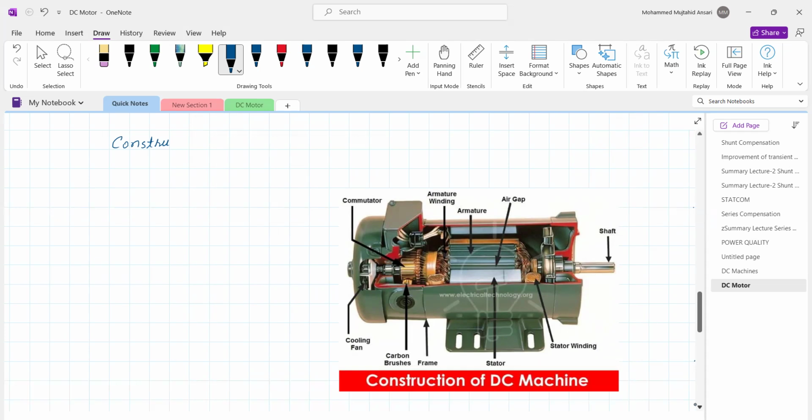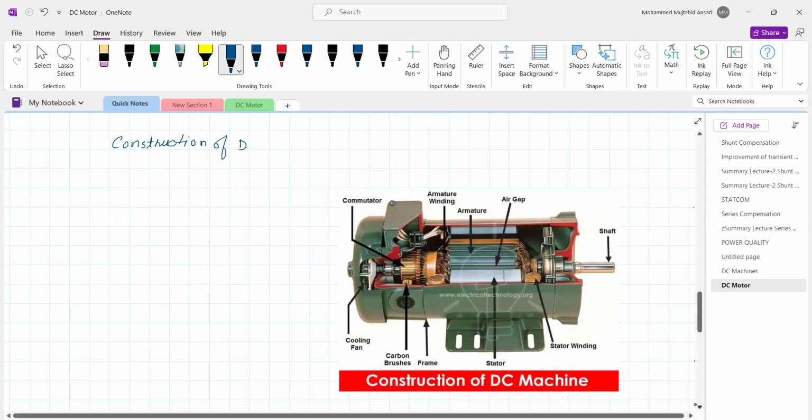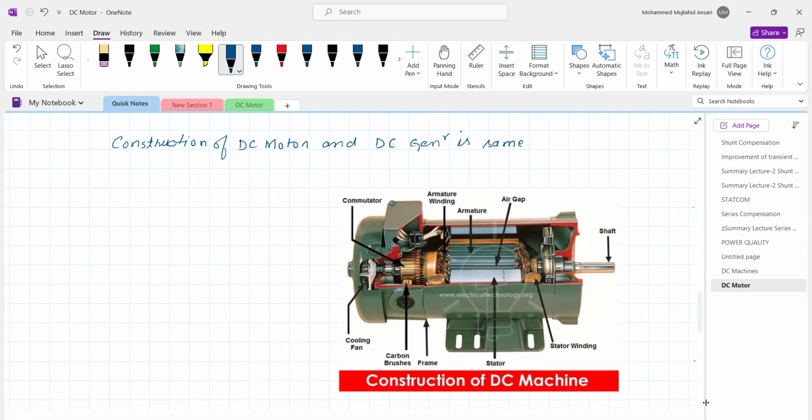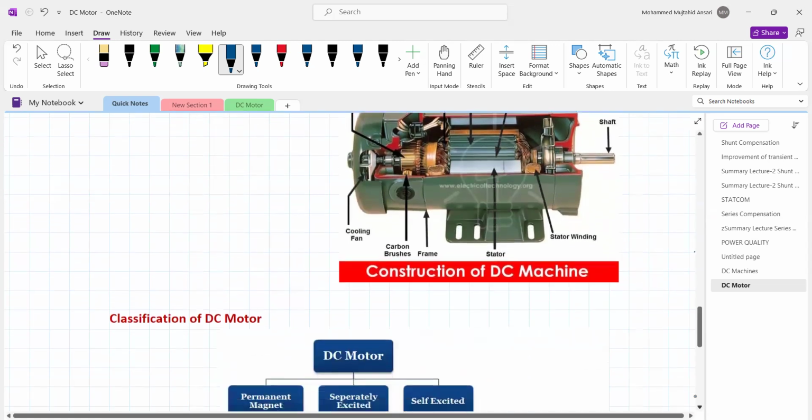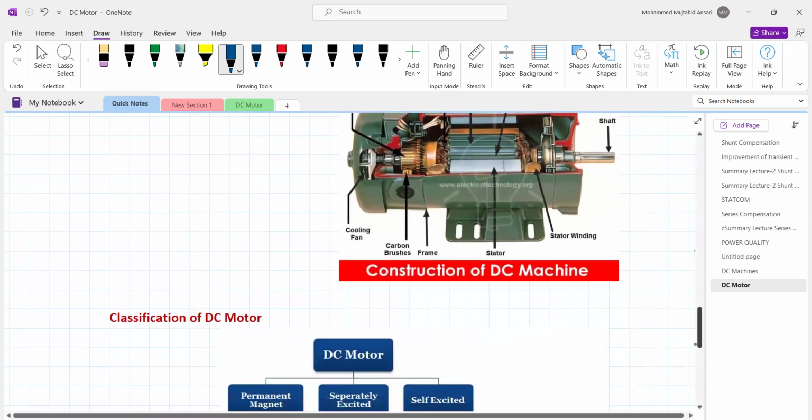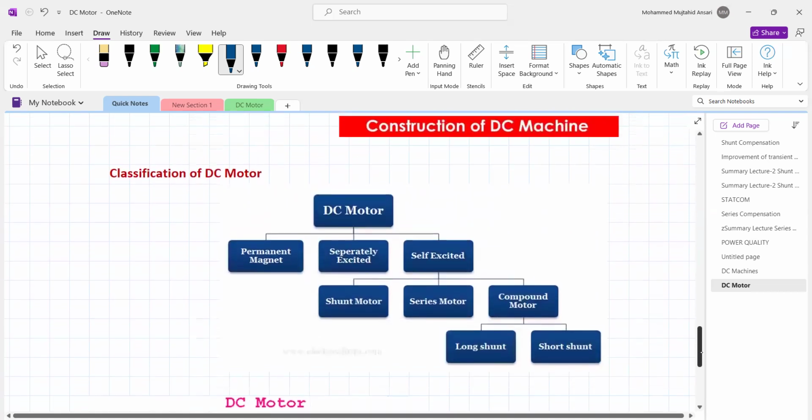So simply, the construction of DC motor and DC generator is same. Already we have written the sentence, but again, this is the construction part of the DC motor. Now, as the construction is the same, definitely the classification should be the same. So this is the classification of the DC motor.